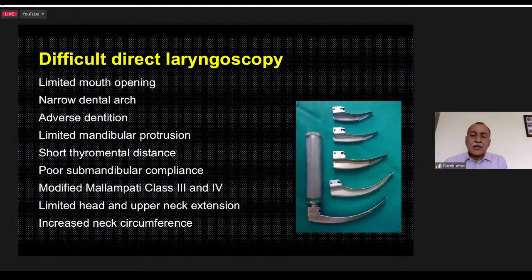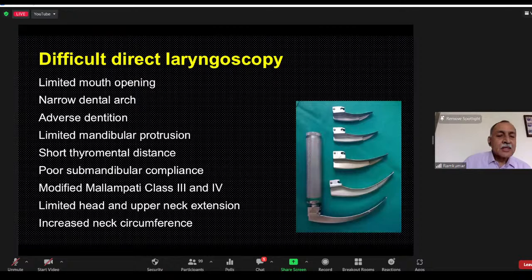Now, what are the anatomical factors that will hinder direct laryngoscopy? I know that to perform a direct laryngoscopy, you need to have adequate mouth opening, enough space for you to introduce the blade of the laryngoscope. So listed for you here on the slide are several factors like limited mouth opening, a narrow dental arch, adverse dentition, meaning either loss of teeth or very loose teeth, limited mandibular protrusion, the ability to protrude your mandible into a prognathic state, short thyromental distance, modified Mallampati class 3 and 4 makes its appearance again, limited head and upper neck extension, and increased neck circumference in obese individuals. All of these contribute to a difficult anatomical factor for a direct laryngoscopy.